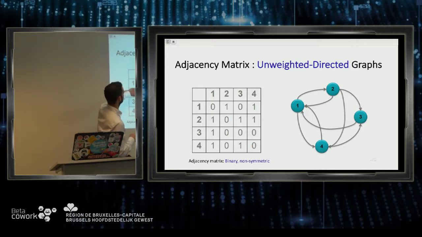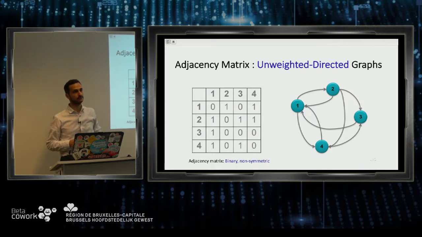What I mean by symmetric is that along the first diagonal, the mirroring elements should be the same. But in here, they are not the same because the graph is directed. Okay? In the previous graph, the mirroring elements across the first diagonal were exactly the same. Yes?